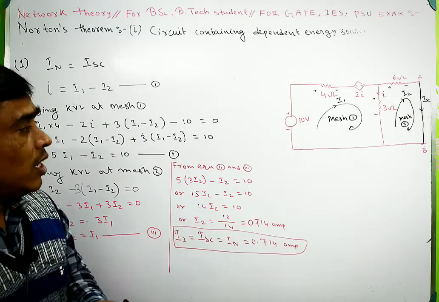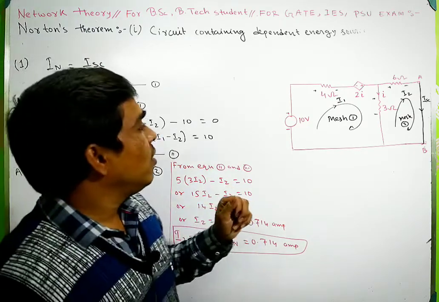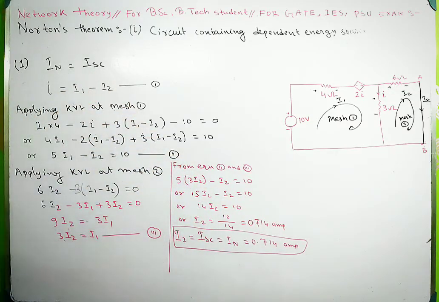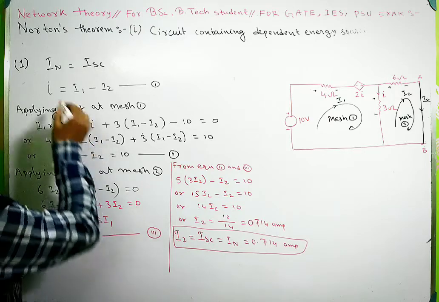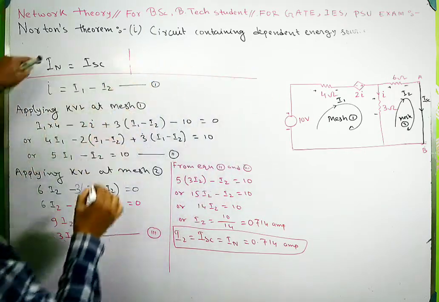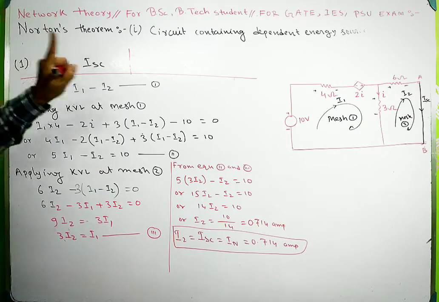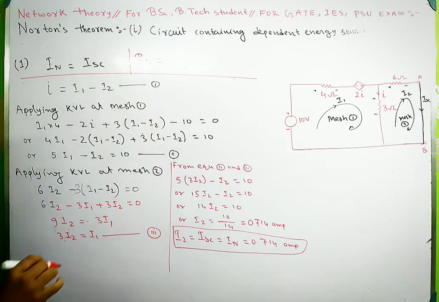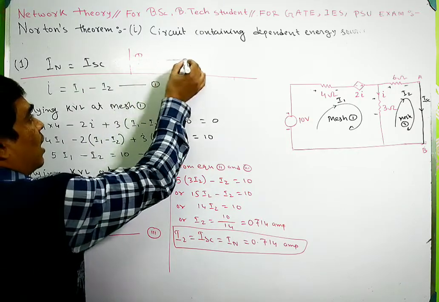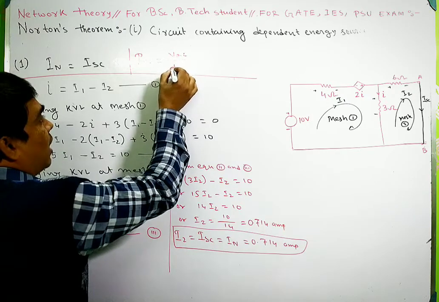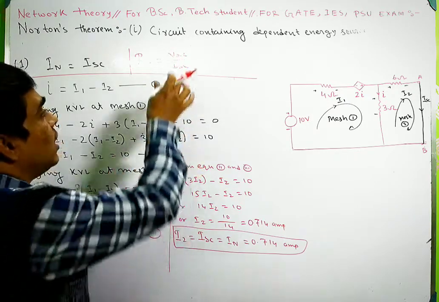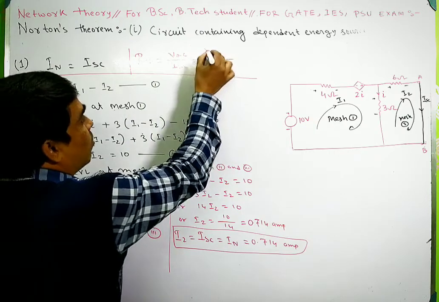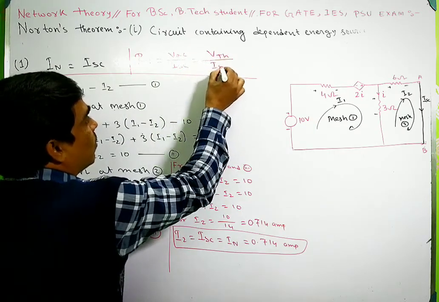Now you have to calculate the RN, that means equivalent impedance. So how to calculate equivalent impedance? This is the rule for calculation of IN. So how to calculate RN? RN can be calculated as VOC divided by ISC. So you have to calculate the open circuit voltage, that means Thevenin voltage, divided by ISC.